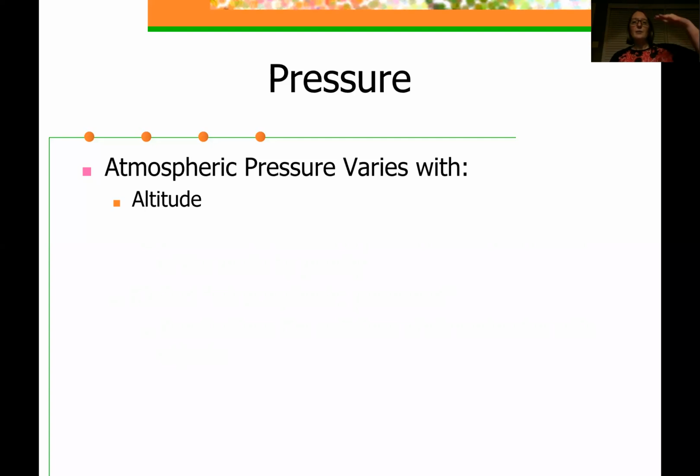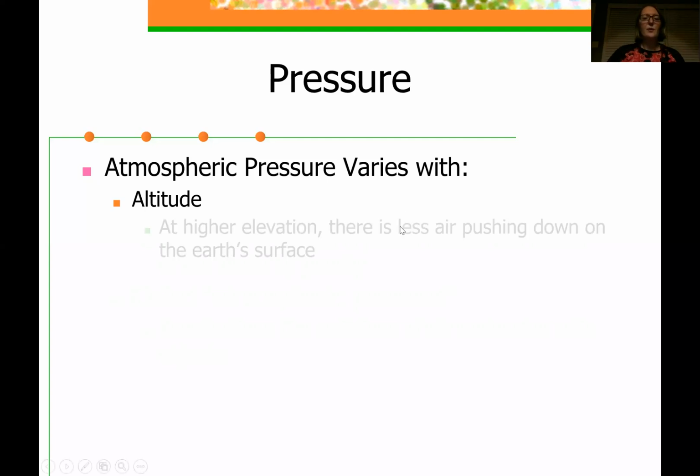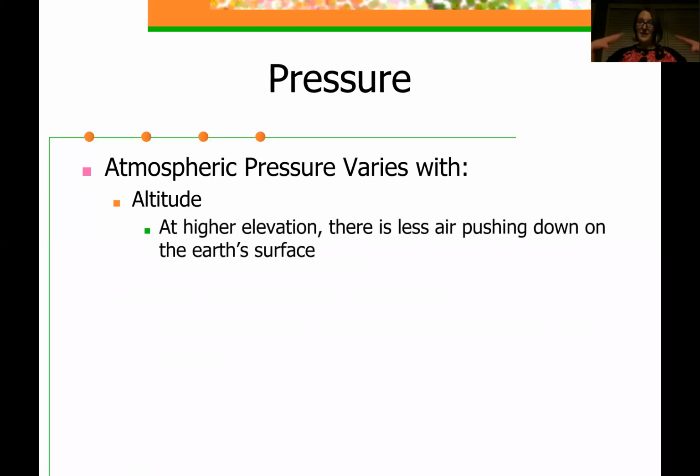The higher you go up, the less you feel it. In higher elevations, there's less air pushing down on the Earth's surface. That's why they say the air is thinner at higher altitudes. And that's why people who go mountain climbing have to be careful and let their bodies adjust, because if they don't get as much oxygen, they can have blackouts and other problems. So higher elevation, lower pressure. We're always going to start with standard pressure at sea level, where the pressure is at its maximum. All of our pressure calculations are based on comparing to what it is at sea level.